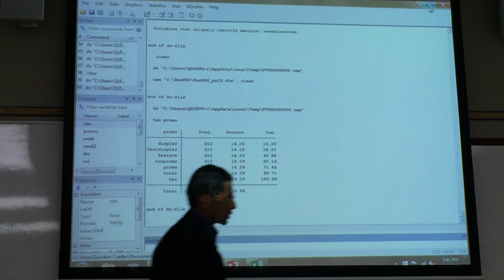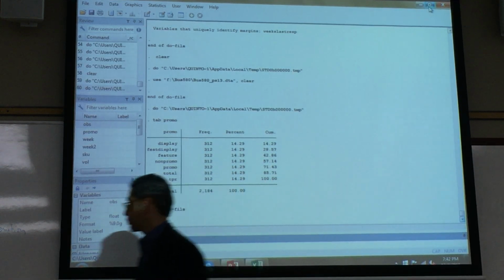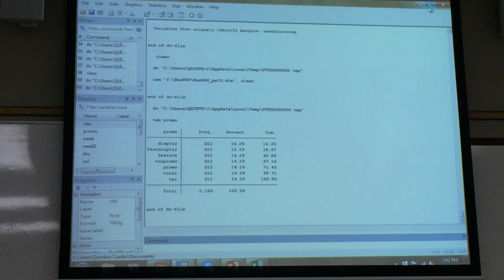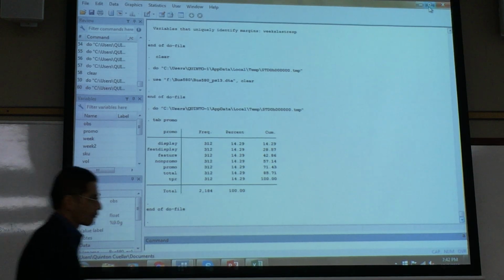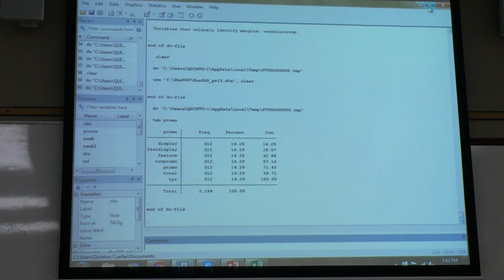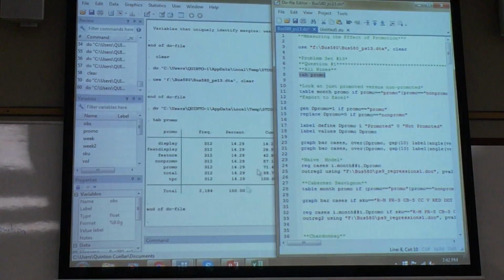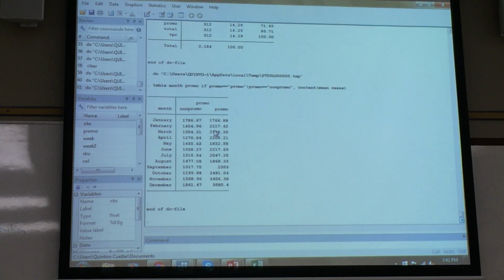So to do that, let's just look at promoted and non-promoted volume, right? We should be able to look at promoted volume and non-promoted volume, and we should be able to see some difference in the two. And to do that, there's an or right there.